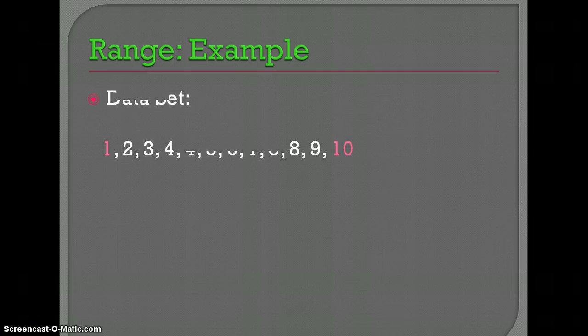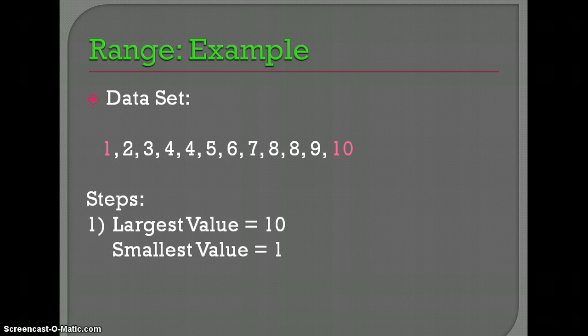Example. The data set shown here is 1, 2, 3, 4, 4, 5, 6, 7, 8, 8, 9, and 10. Now for the steps. As you can see, the first step is kind of a gimme because I already highlighted the smallest number and the largest number. The largest value is 10 and the smallest value is 1.